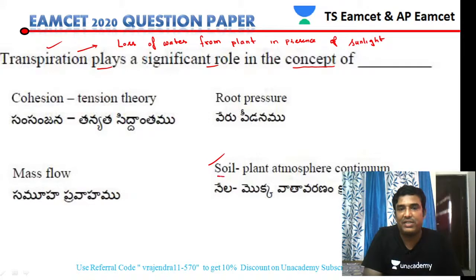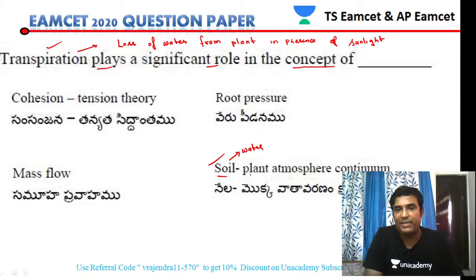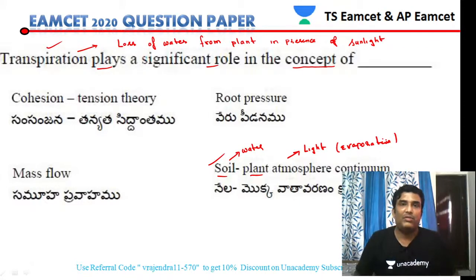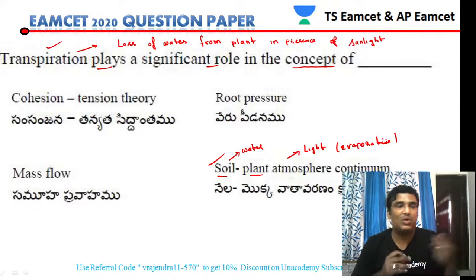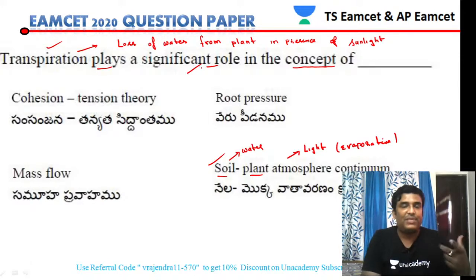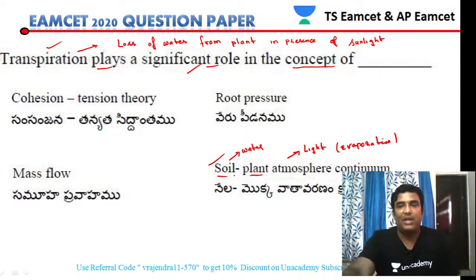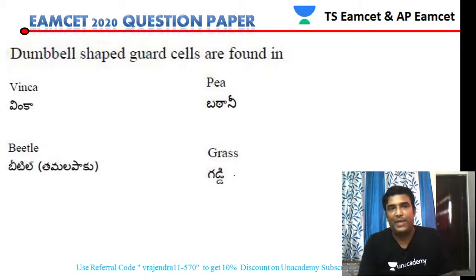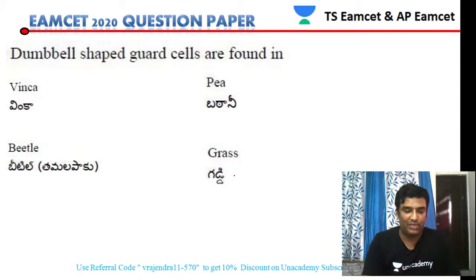The interaction is taking place between the soil, because inside the soil we have the water. That water is taken by the plant, and from the plant, due to excess sunlight, evaporation of water takes place. That process is called loss of water. This evaporation of water from the leaves of the plant is called transpiration. So transpiration plays a significant role in the concept of the soil, plant, atmospheric continuum. That will be the answer. The fourth option will be our answer, students. Okay, so that is about that question. Let us move to the next question.